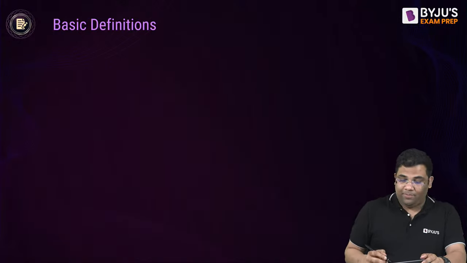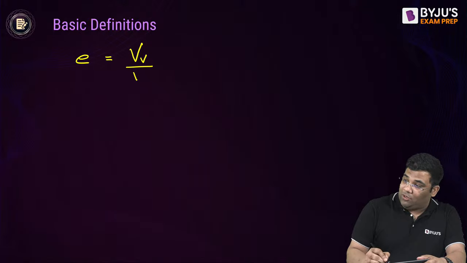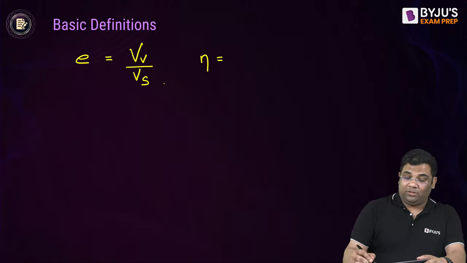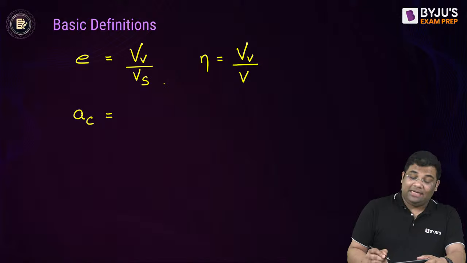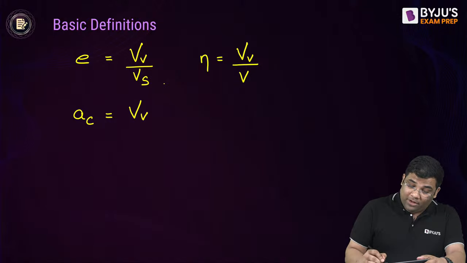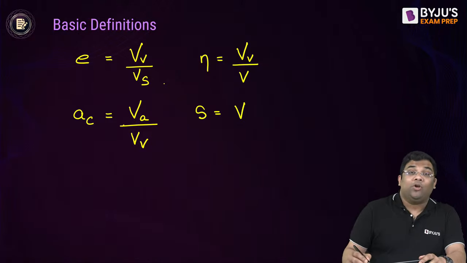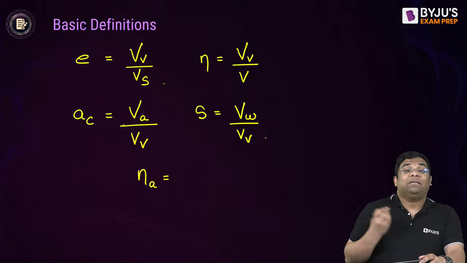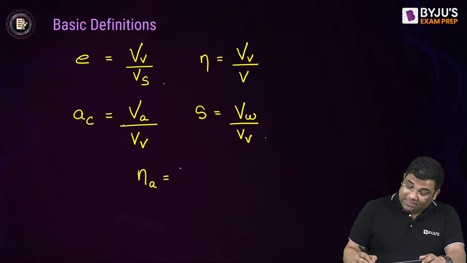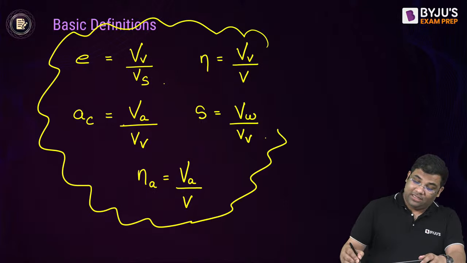In the basic definitions we first have some volume ratios. What are the volume ratios? Void ratio is the volume of voids by volume of solids. Porosity is the volume of voids divided by total volume. Then we have air content, which is the volume of air voids divided by the volume of voids, because the voids will contain either air or water. Degree of saturation is the volume of water by volume of voids. And Na is the percentage air, which is the volume of air by total volume. These are the basic definitions, the volume ratios.